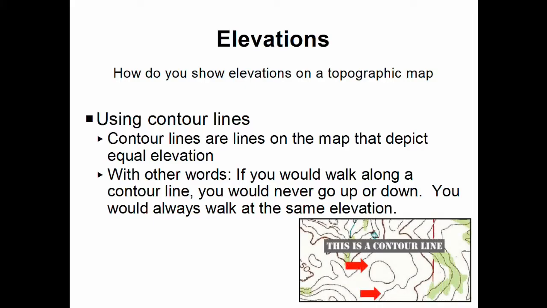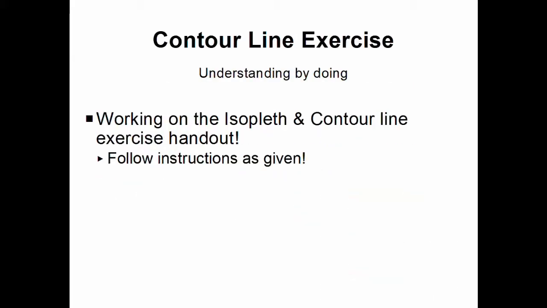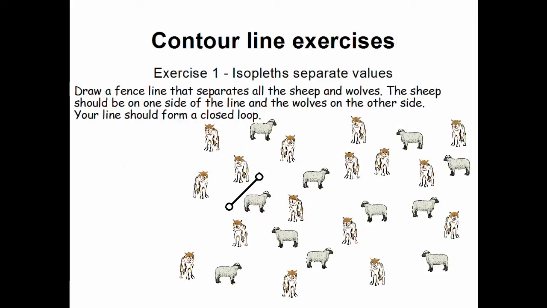Now, contour lines, as we've seen before, are depicted by these brown squiggly lines. And they can be read like any other text or book. Now, in order for you to understand contour lines, it is best to do some exercises from your lab. So take out your lab, and we're going to work on the isoplex and contour line exercises that are in your lab manual. Follow the instructions given, and you may pause the video every now and then to complete the exercise. Alright, here's exercise number 1.